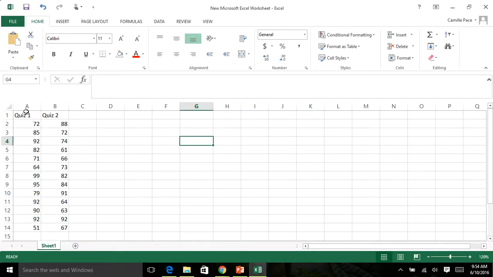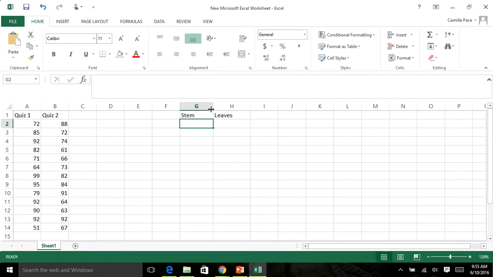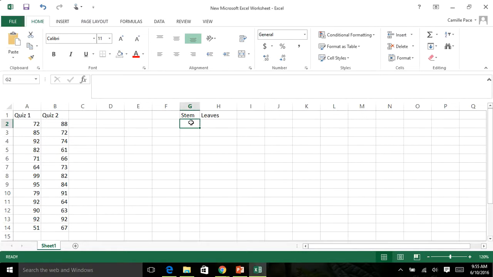Okay. So if you see here in column A, I have quiz 1 grades, and then in B is quiz 2. We'll get to quiz 2 in just a minute. The first thing I want to do is make a stem and leaf plot of quiz 1. I'm going to make the stem first, and then the leaves. I'm going to make column H a little bit bigger and this one a little bit smaller so you get the point of what a stem and leaf graph is.